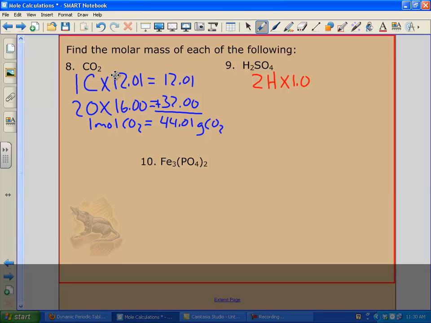All right, so let's work the next one. This is number 9 on your sheet. So hydrogen is 1. Okay, sulfur we've done before, but I looked it up again. It's 32.06. Oxygen, we got 4 of them.